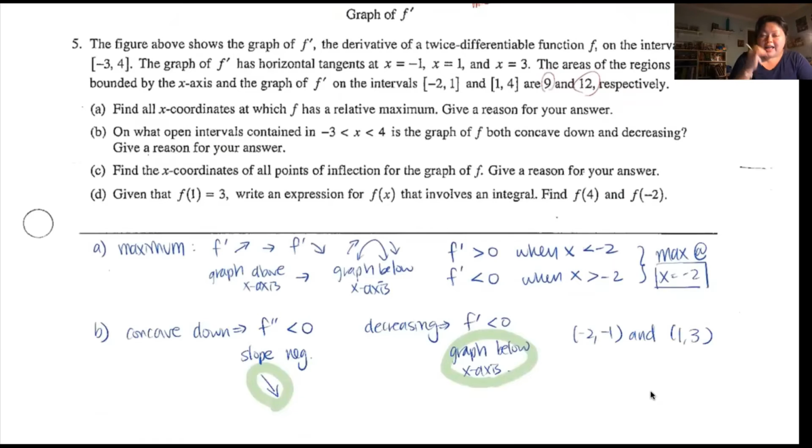And again, what I've highlighted in green here is sufficient to explain why we chose these intervals, because these intervals have both a negative slope and the graph is below the x-axis. So this is my answer, my two intervals.